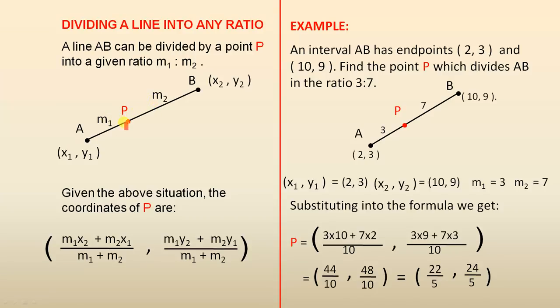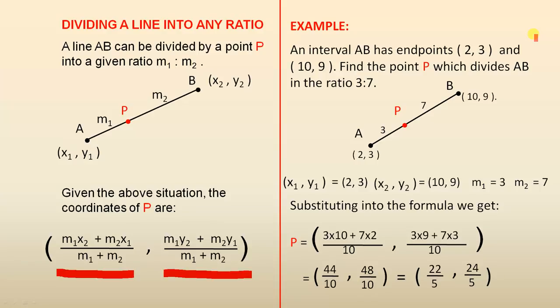So what we can do, we can actually find the coordinates of the point P. So given the above situation, the coordinates of P are given by, there is the x coordinate, and there is the y coordinate. So that's how we find the coordinates of P. Now let's have a look at an example.